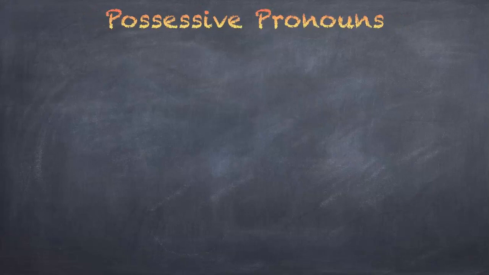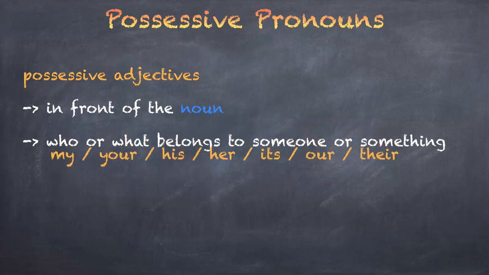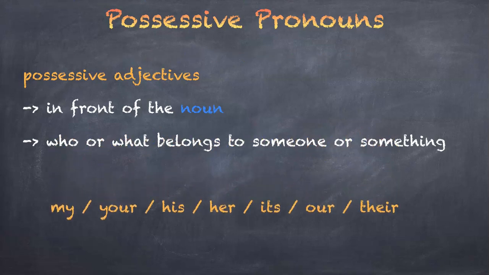This lesson is about possessive pronouns. You already know possessive adjectives. We use them in front of a noun, and they show who or what belongs to someone or something. The possessive adjectives are my, your, his, her, its, our, or their.